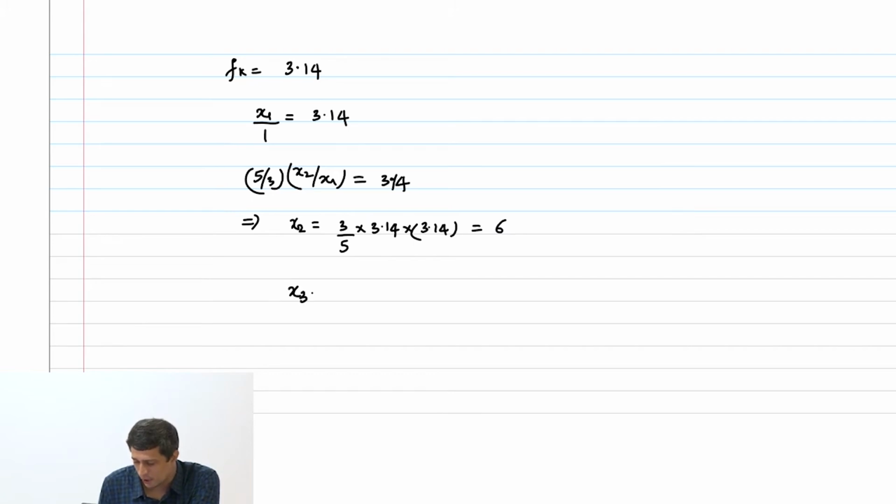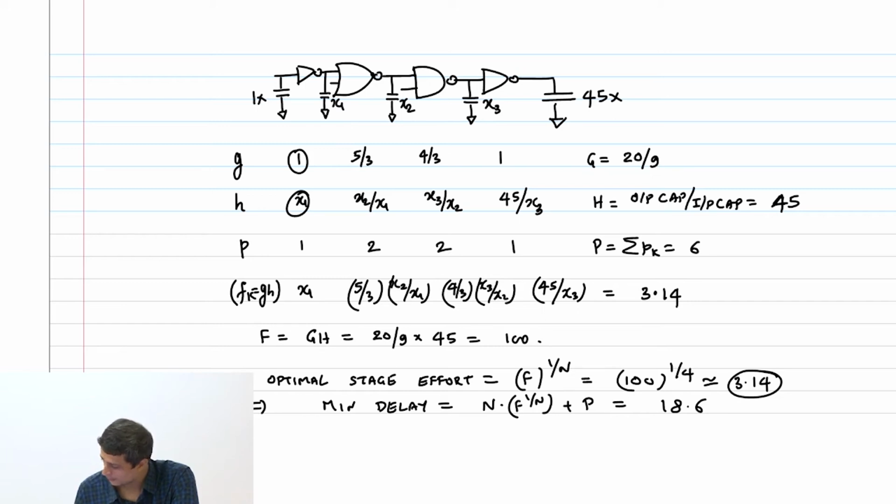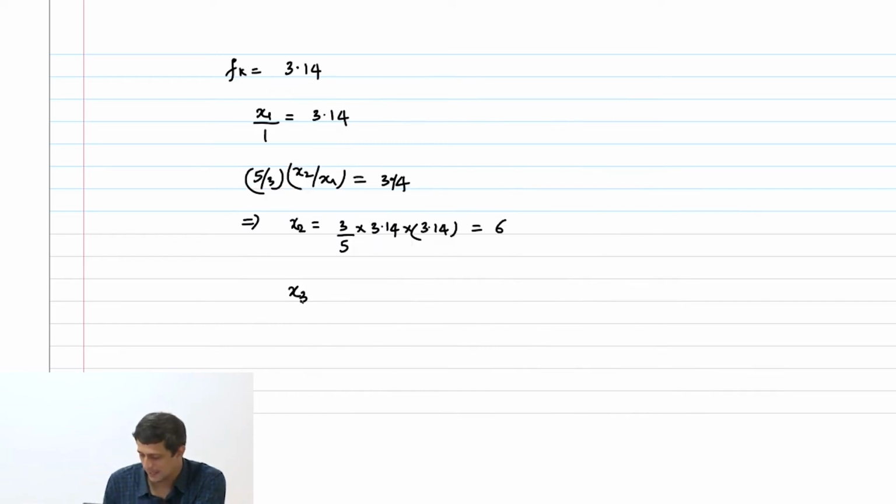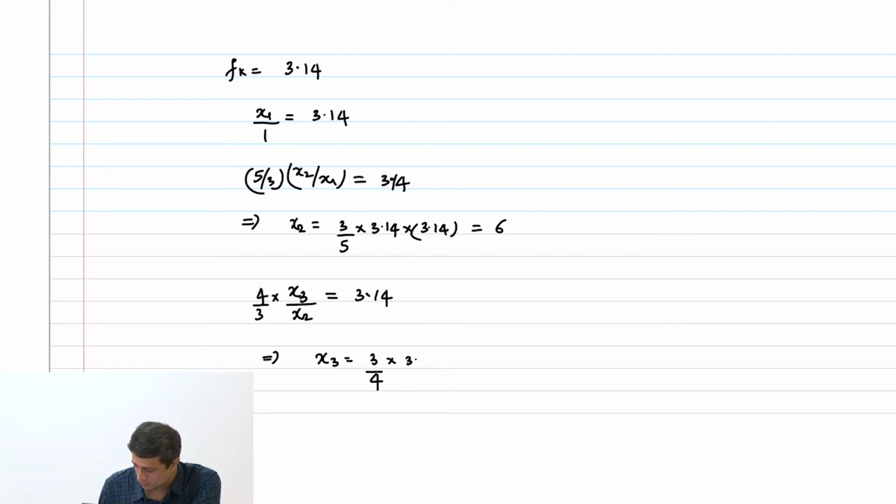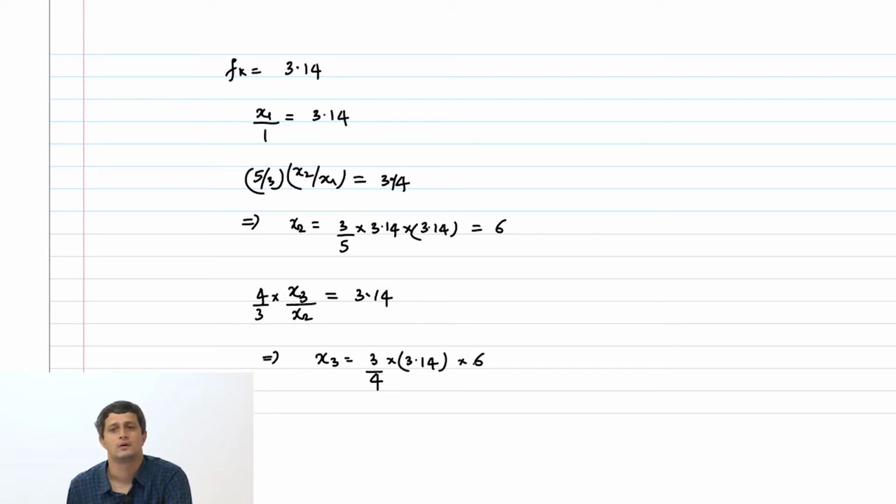Similarly, you can solve for x3. 4 by 3 into x3 by x2 equals 3.14. Therefore, x3 is 3 by 4 into 3.14 into 6. So how much do you get? 13?